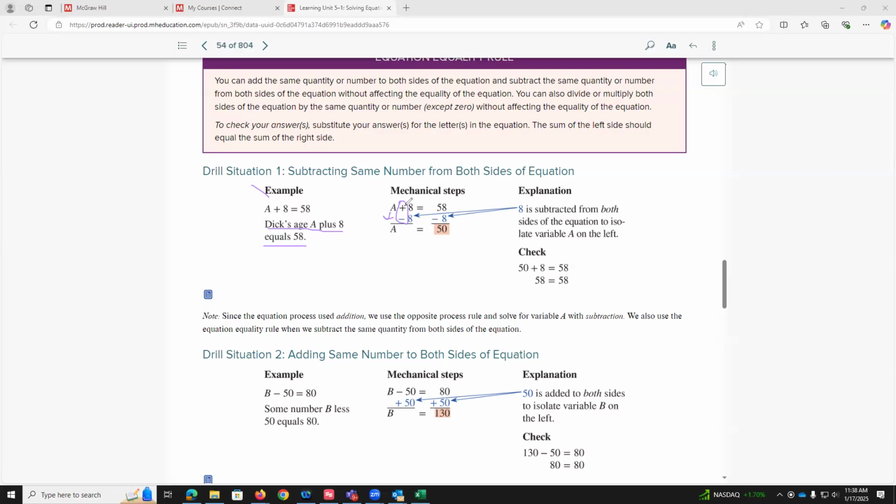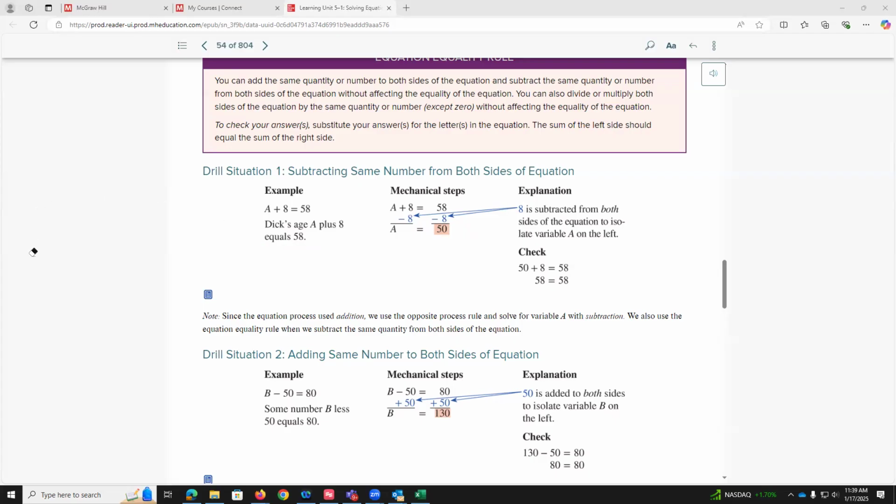Then over here, remember what you do to one side, you have to do to the other. So when we subtract 8 from 58, we get 50. Now, what that tells us is Dick's current age is 50 years old. You've just solved an equation. So pat yourself on the back. Good job.